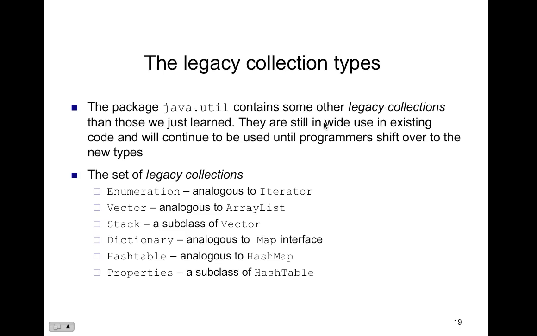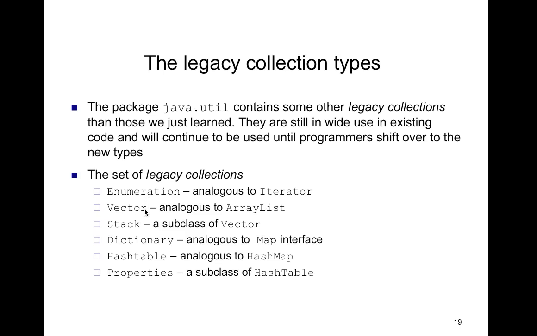The legacy collections contain some collections other than those we just looked at. In fact, those weren't legacy ones that we just looked at. The sorted array and the array list are pretty common stuff that people use all the time. They're still widely used in existing code. For the list here, you can shift over to the new types, or here's an example, enumerations. When I say legacy, it means it's not very popular.